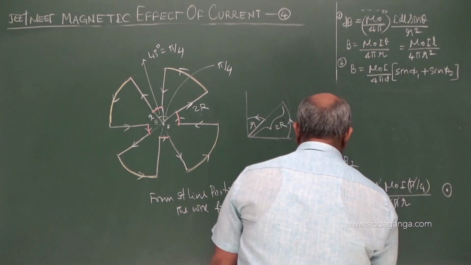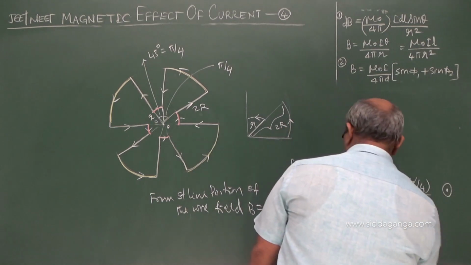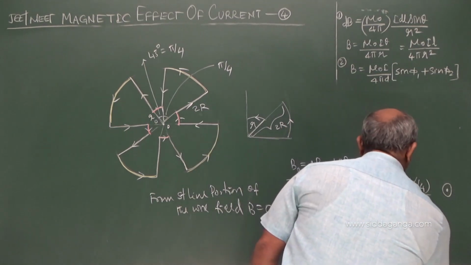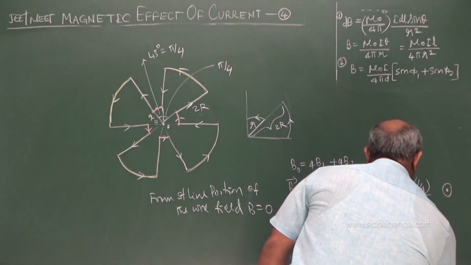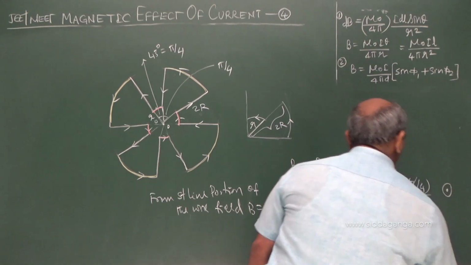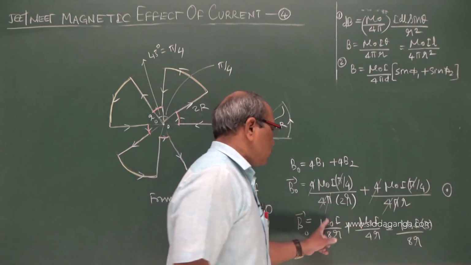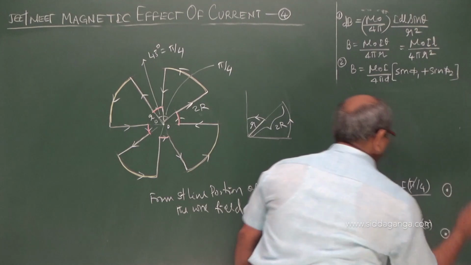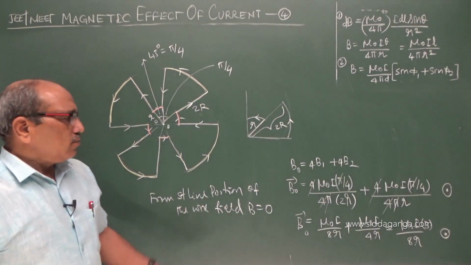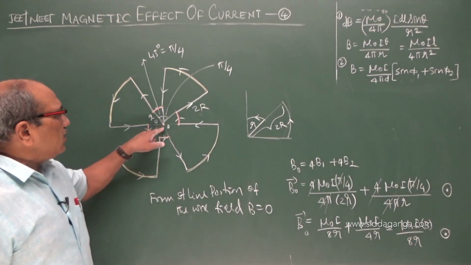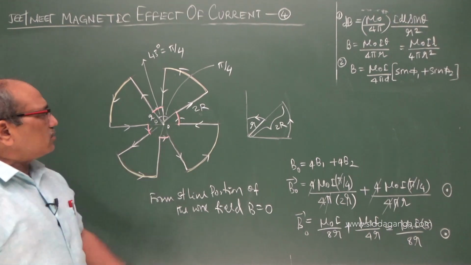If I take common as mu naught I by 8r, 2 plus 1 is 3. 2 plus 1 is 3, it is out of board. So 3 mu naught I by 8r is the field produced at the center in such a case.